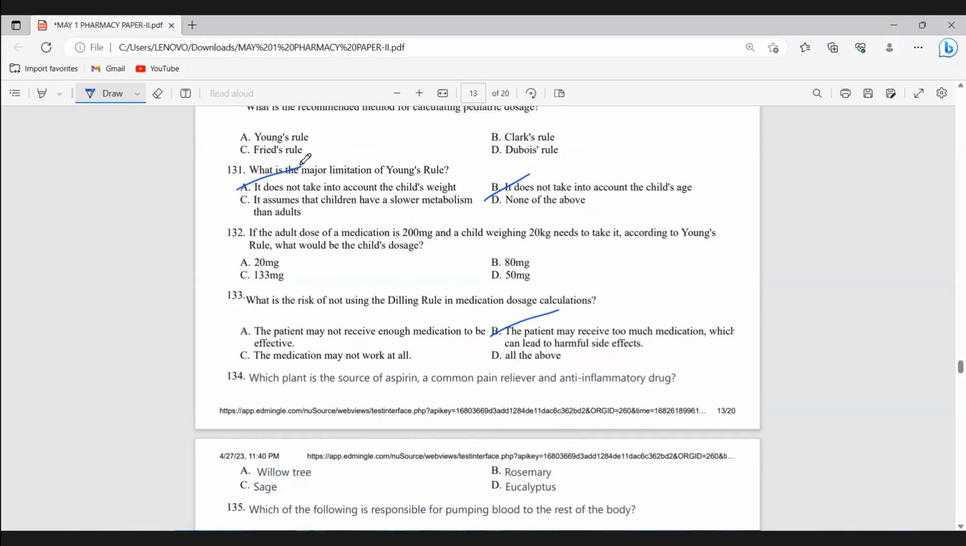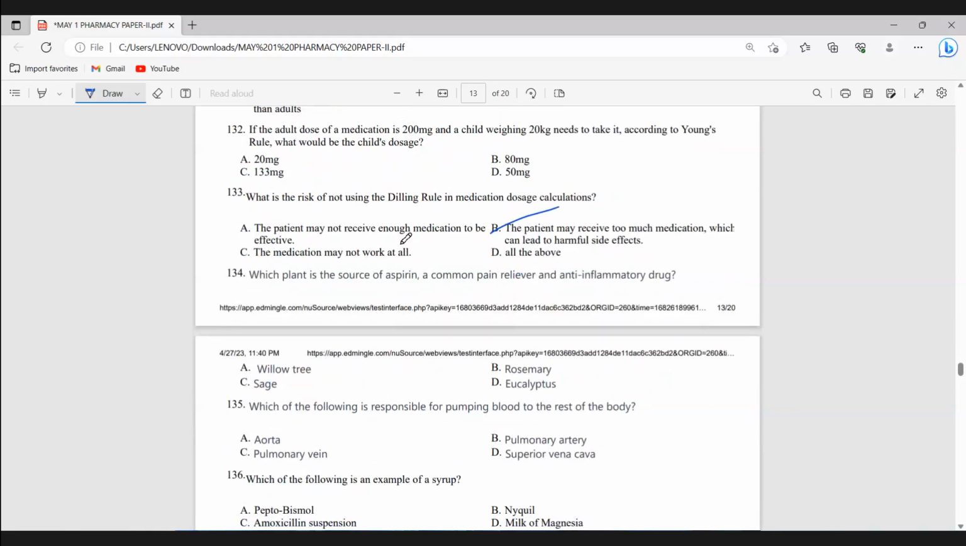Weight, sorry, 131 it is weight. Young's formula limitation. We can take option A is correct. Option A is correct, 131.